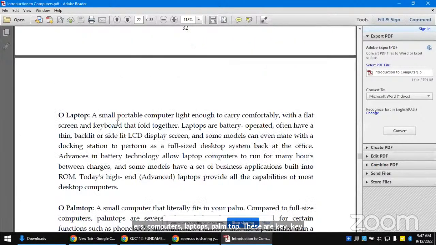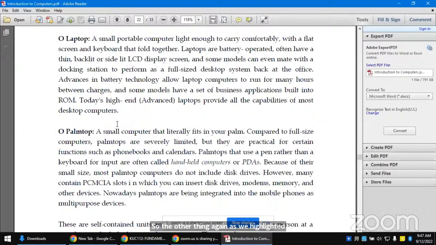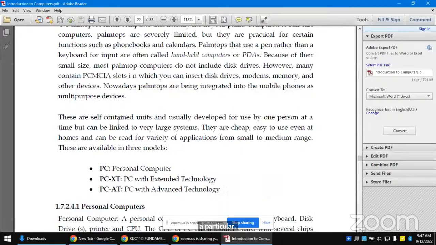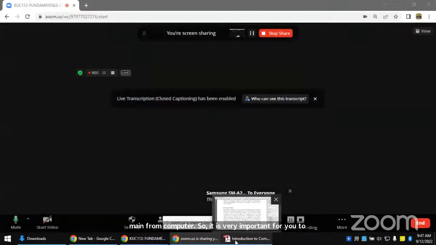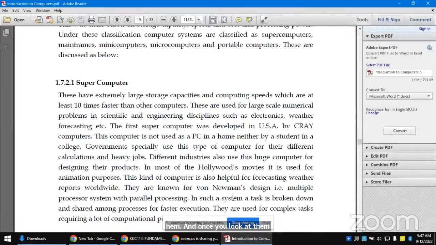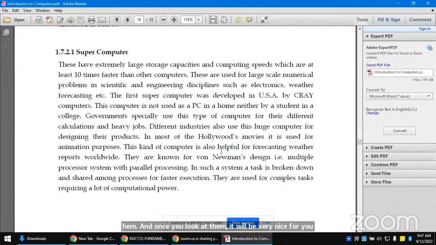The other thing, again, as we highlighted in the generations, it's important for you to look at the characteristics of a particular computer according to size, and the way they're classified according to size. So when you talk about a supercomputer, what are the features? As a student, you need to know what the features of a supercomputer are and how they are different from those of the mainframe computer. It is very important for you to look at them. Once you look at them, it will be very nice for you to understand that we have come from far and now we are here.